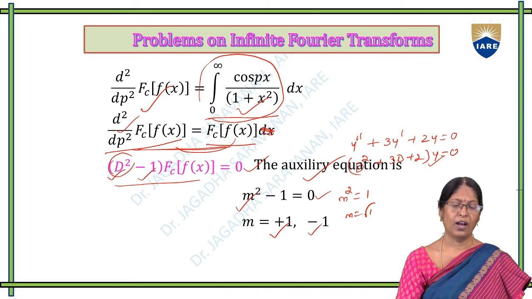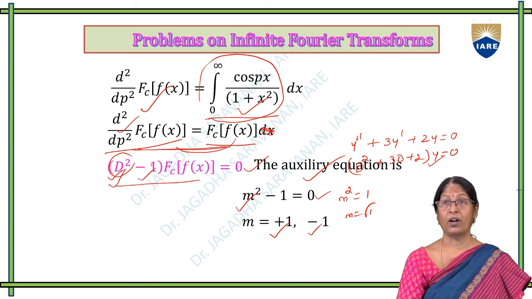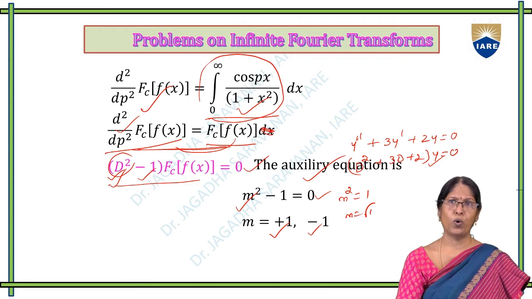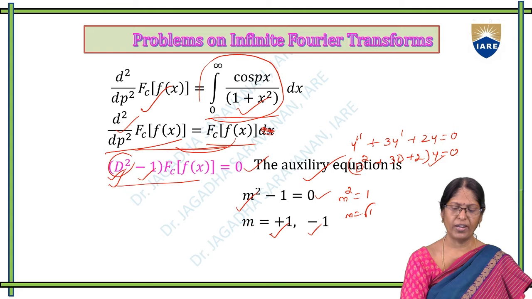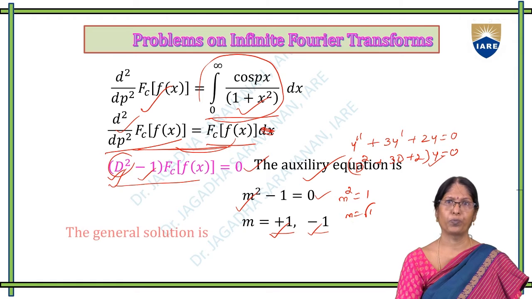The reason is our differential equation, the order is 2. If the order is 2, we have to get 2 values depending on that. So we got it. The one value is plus 1, another one is minus 1. This plus 1, we will name it as m1. The next, minus 1, we will name it as m2.